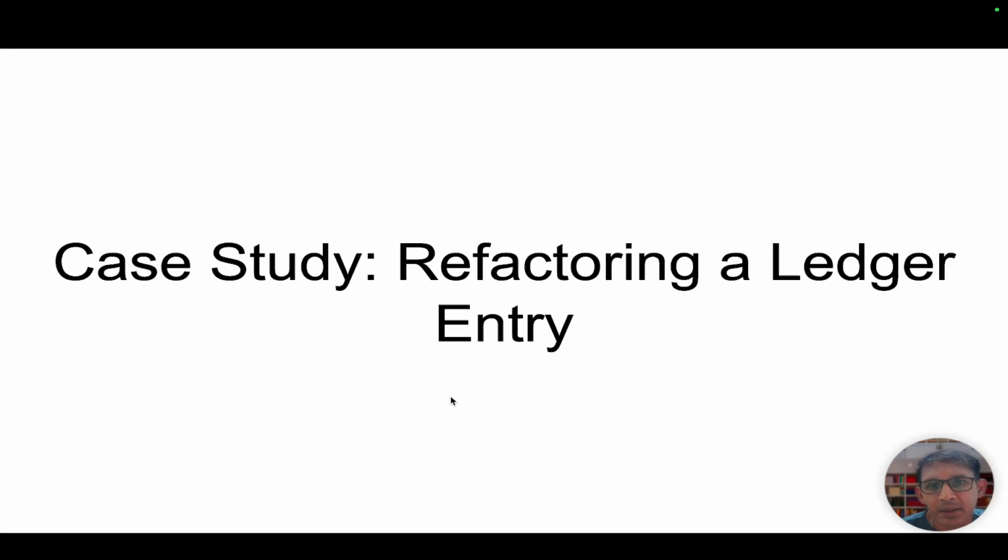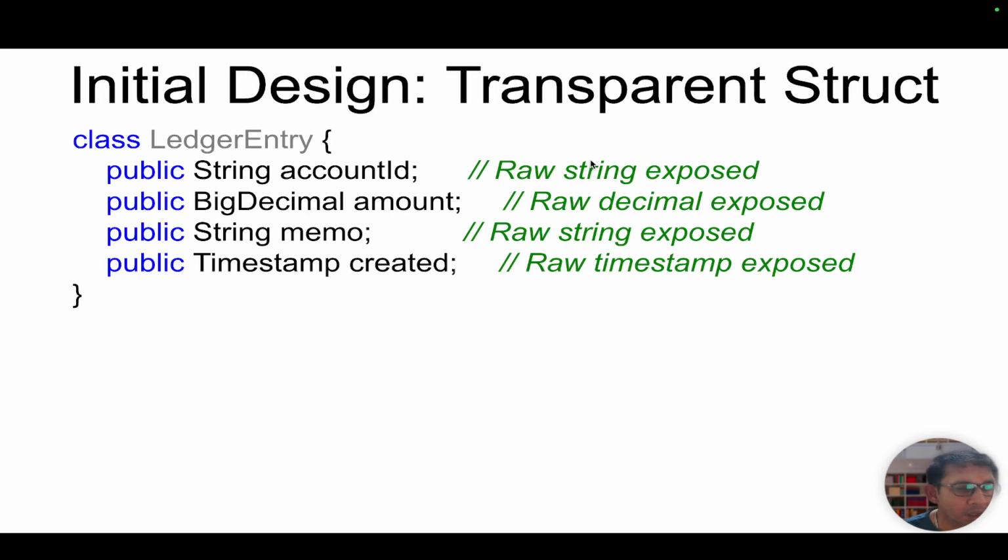Now, let me show you another detailed example of transforming transparent data into opaque value objects. This example involves financial data where the stakes for getting it right are particularly high. The initial design uses a transparent struct. The ledger entry class exposes the account ID as a raw string, the amount as a raw big decimal, the memo as a raw string, and the creation time as a raw timestamp.